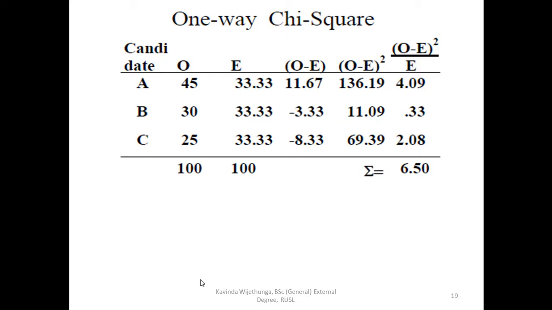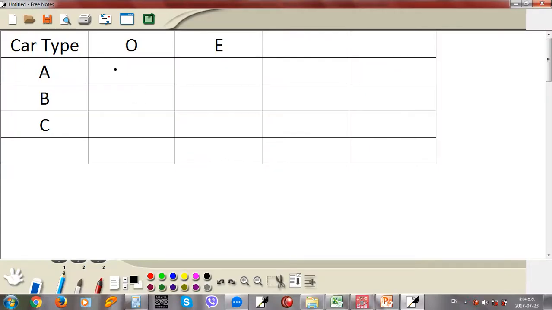Right, now we will see how we can do the one-way chi-square test manually. We have the observed frequencies given in the question as 45, 30, 25, and the expected frequencies are given as 33.33, 33.33 and 33.33. These things are given in the question.